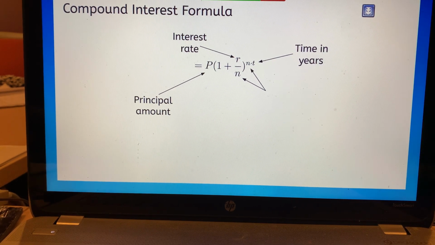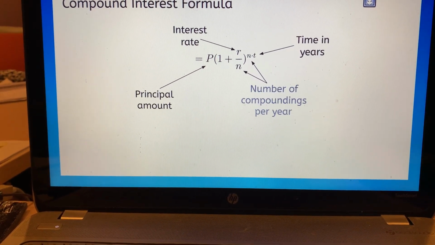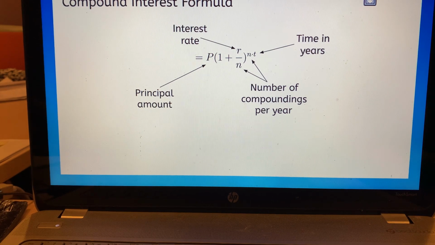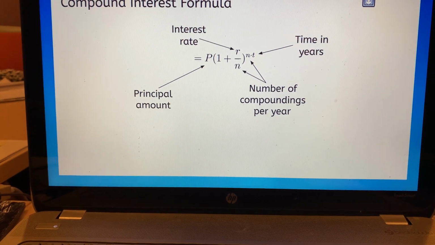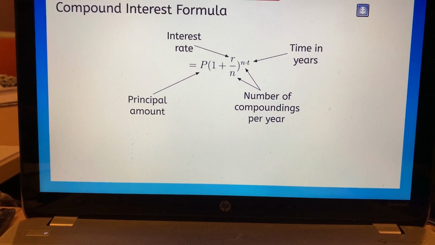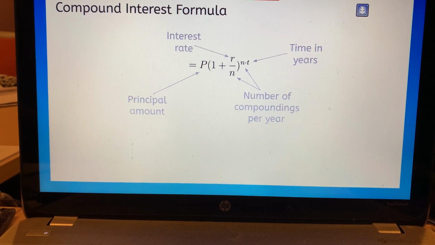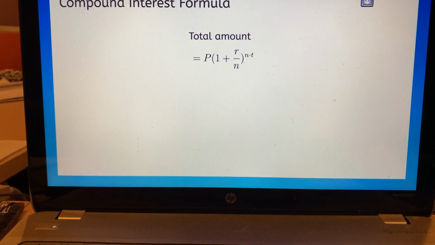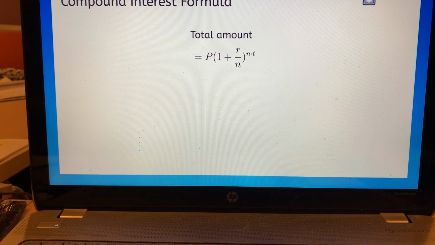That's a major part of compound interest. It's how often the interest is compounded each year. By putting all of this together, we can calculate the total amount owed on the loan. If we wanted to know only how much interest is accrued, we would then just subtract the principal from the total.